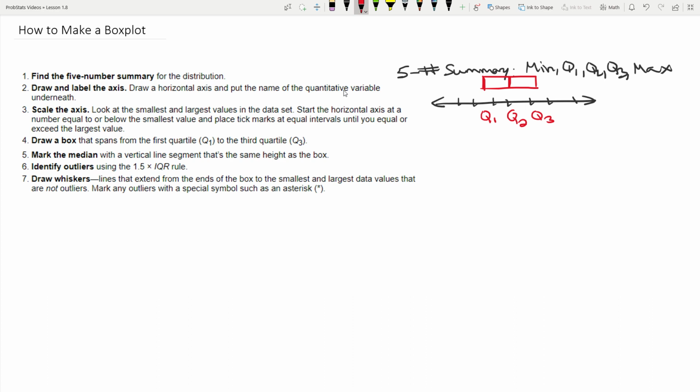Then you're going to identify the outliers using the 1.5 IQR rule. So let's say that this was an outlier. Draw the whiskers, lines that extend from the ends of the box to the smallest and largest data values that are not outliers. Mark any outliers with a special symbol, such as an asterisk or an X. So in this case, let's say we have the largest data value here. We'll call this the maximum, and we'll call this the minimum. So we extend the whiskers to the max and to the minimum without including the outlier.